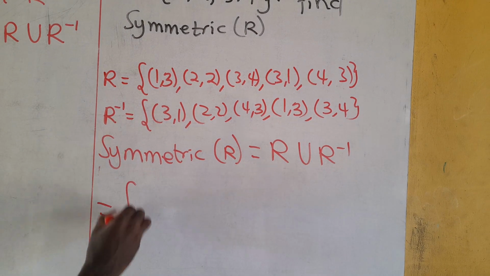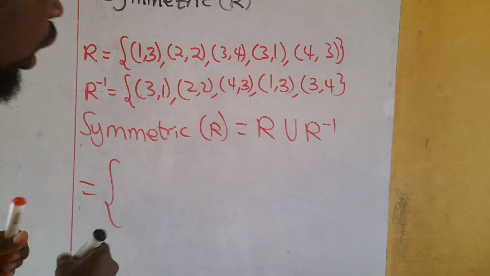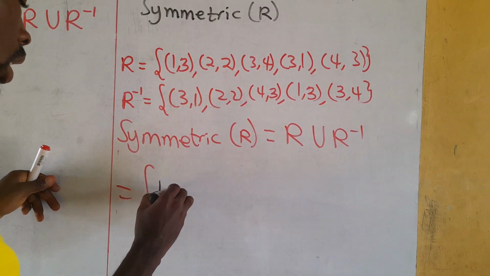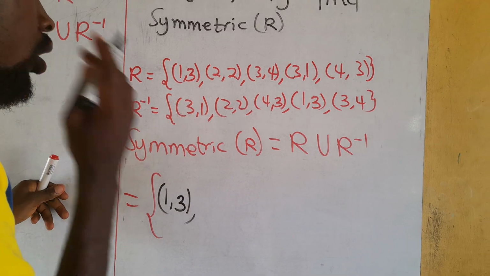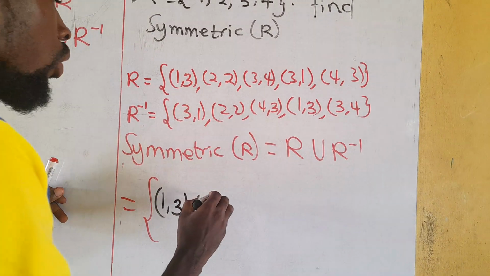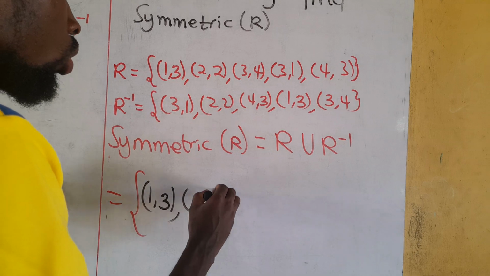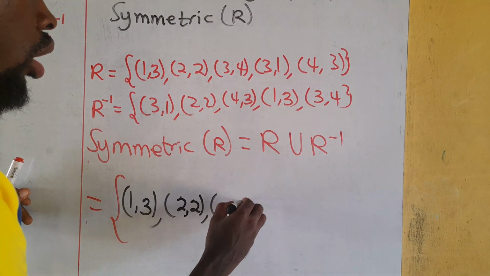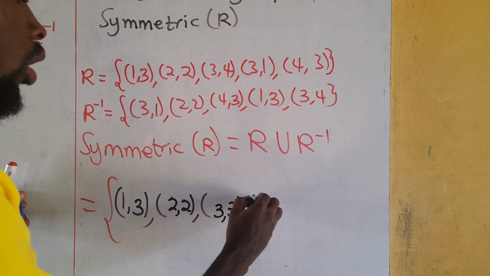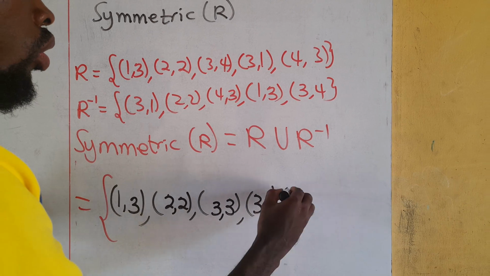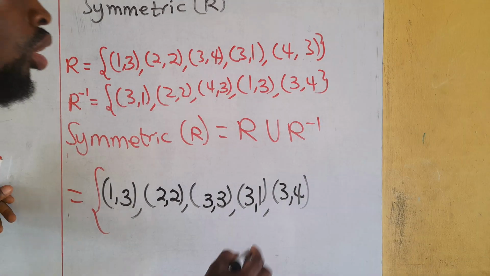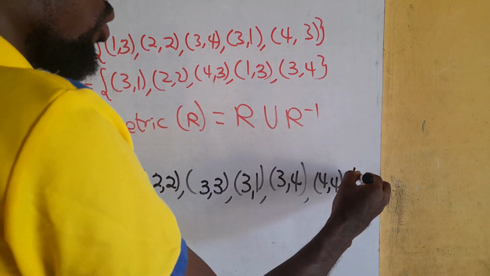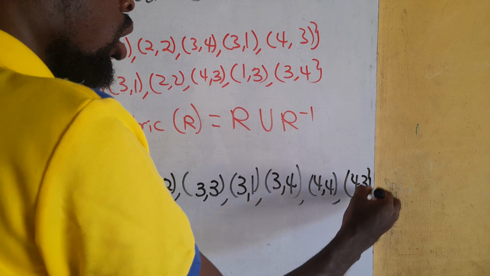So that will be equal to, so we'll put them together. So what do we have? We have 1, 3. Then we have 2, 2. We have 3, 3. We have 3, 1. We have 3, 4. We have 4, 4. Then we have 4, 3.